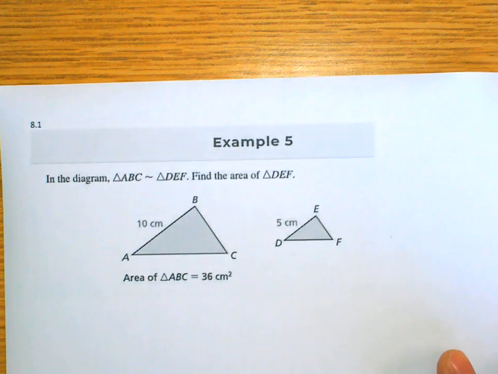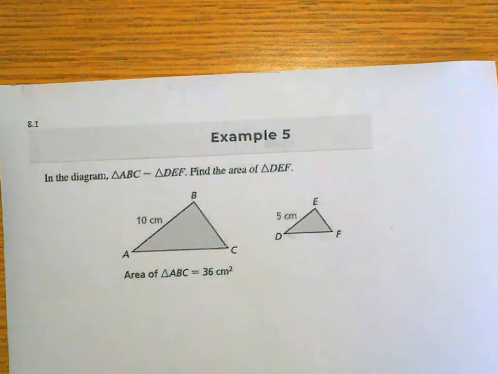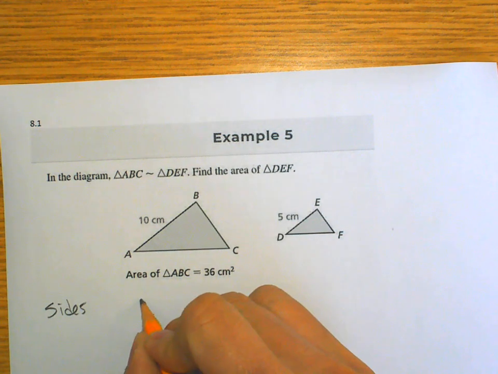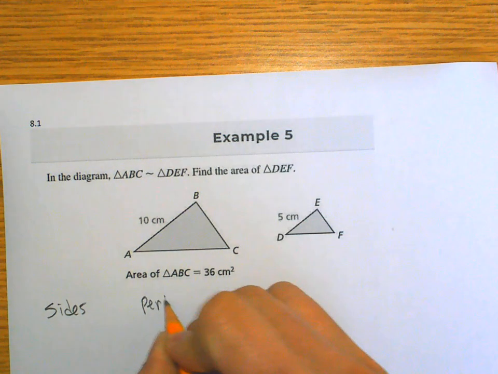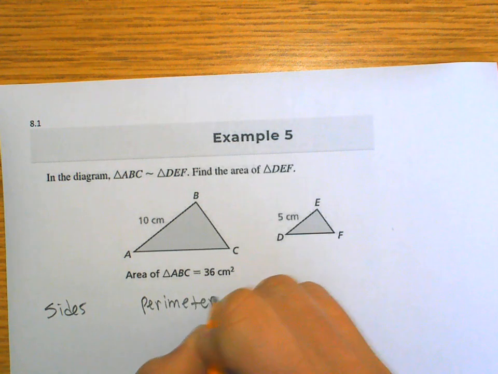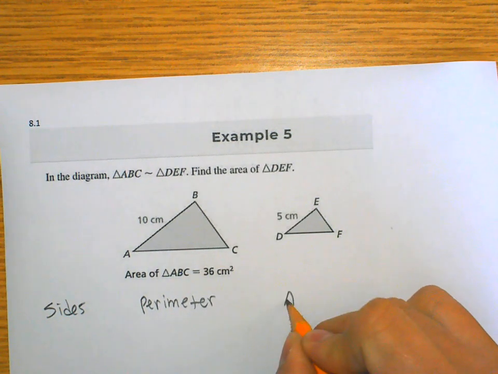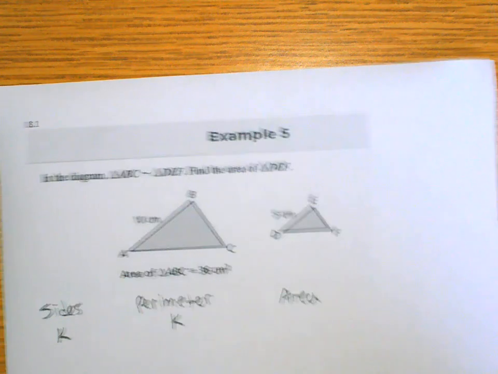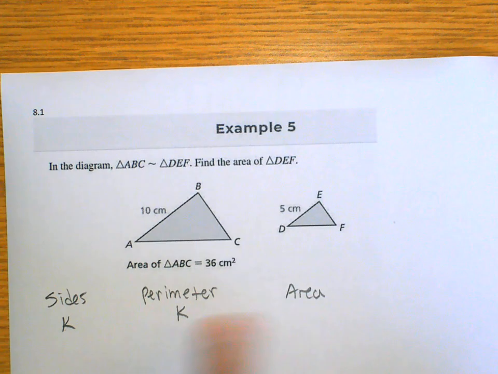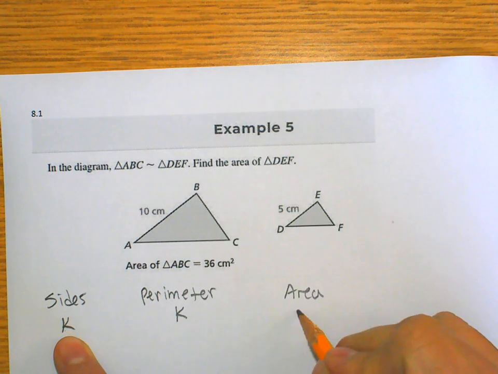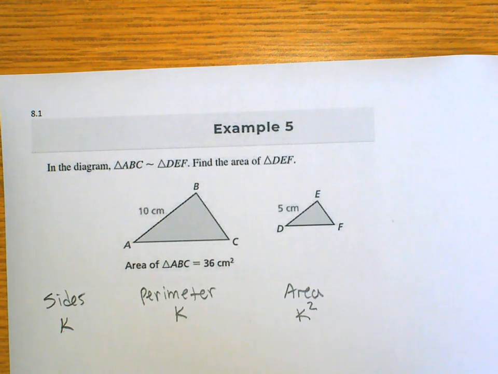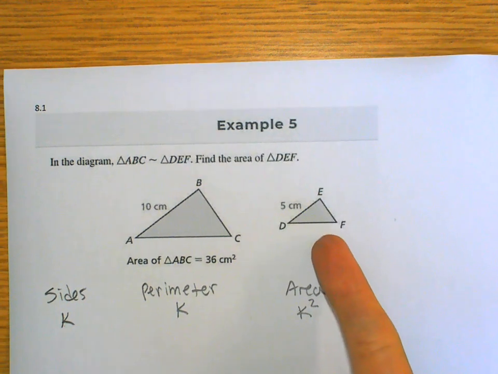Now, this is the one where, remember, we talked about the different scale factors. We have the scale factor of the sides. We have the scale factor of the perimeters. And we have the scale factor of the area. Both of these have the same scale factor, but the scale factor of the area is the scale factor of the sides, quantity squared. So in this diagram, DEF happens to be the image.